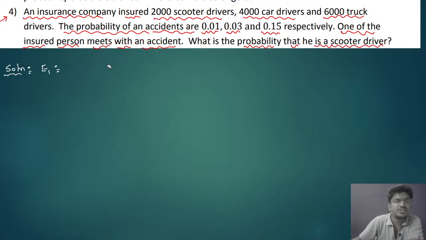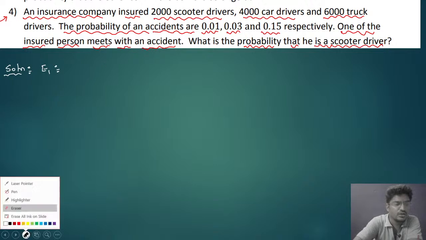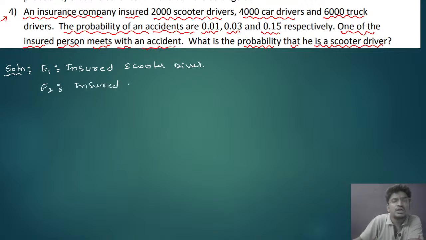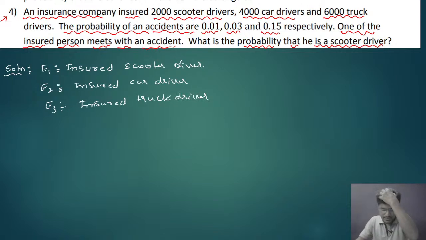First you take event E1 as insured scooter driver. E2 is insured car driver. E3 is insured truck driver. Third, truck driver.